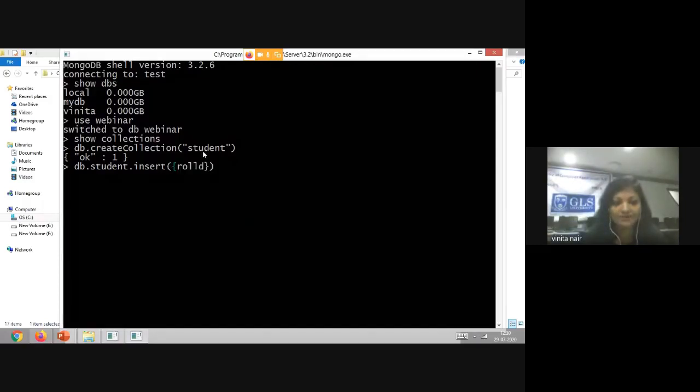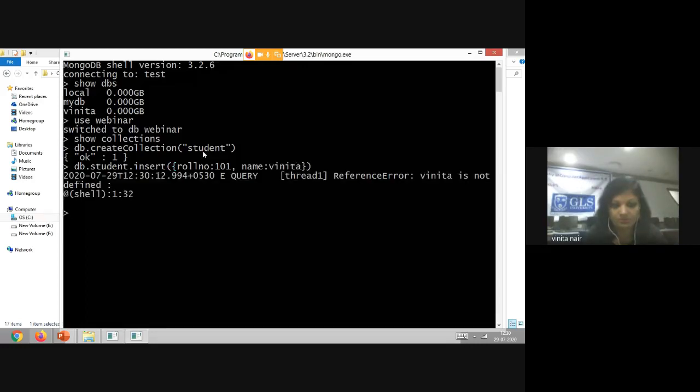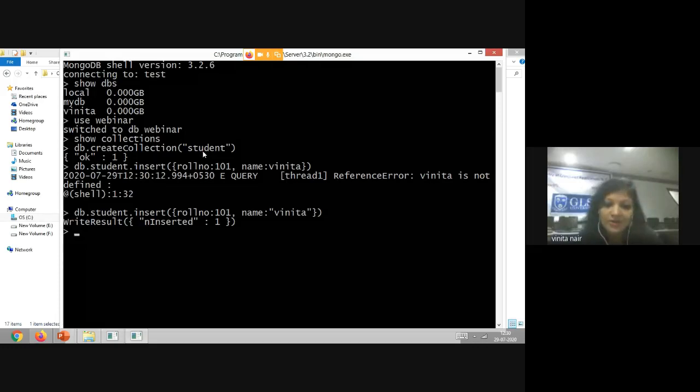I'm putting 2 columns. Okay. What I did is I put a numeric value and I forgot to put a double quote, तो उससे मुझे error दिया. ठीक है. So my first key and value pair. Key का नाम है roll number and value है 101. Second है name, that is my key, and the value is Vinita.